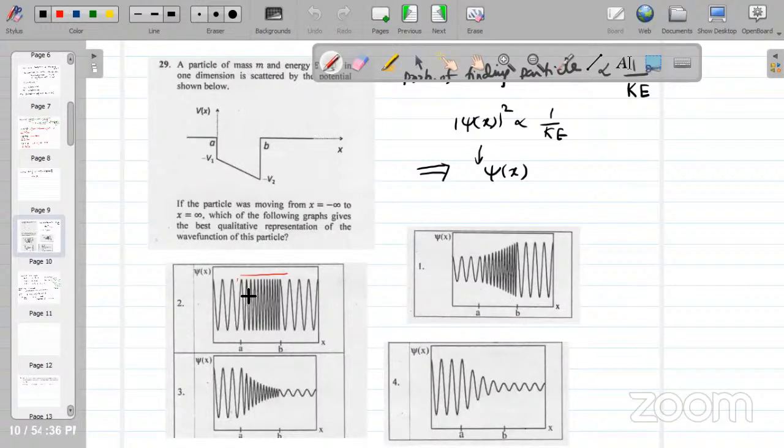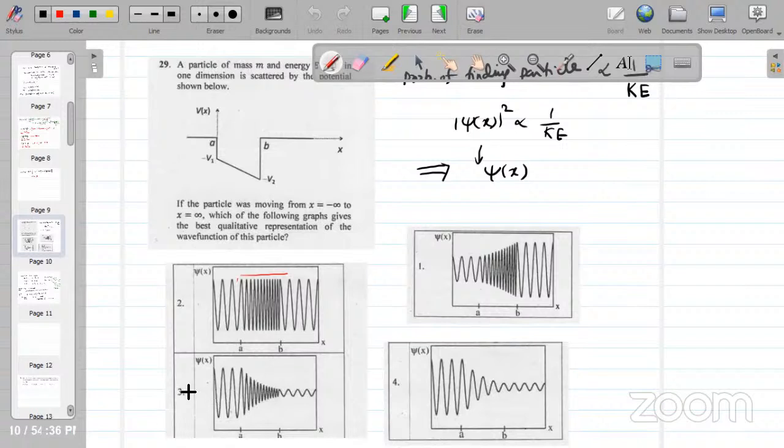And the first case is that the wavelength is decreasing, but there's a constant amplitude. Again, that's also not possible, because the probability of the particle definitely has to change from region A to region B. And the fourth one, the amplitude is decreasing, but the wavelength is not the same wavelength, right? So definitely the fourth one is also not possible.